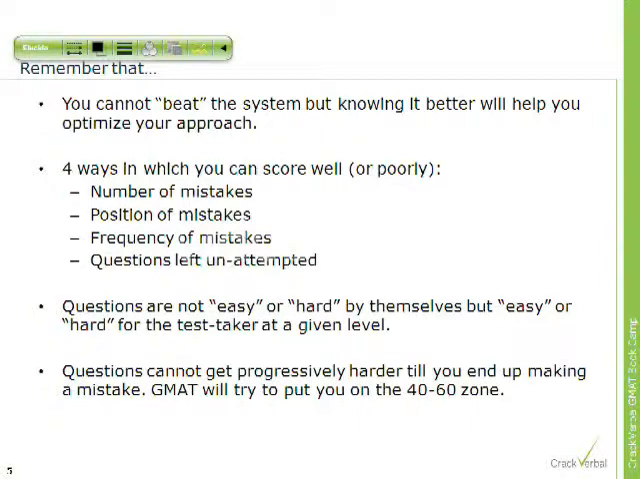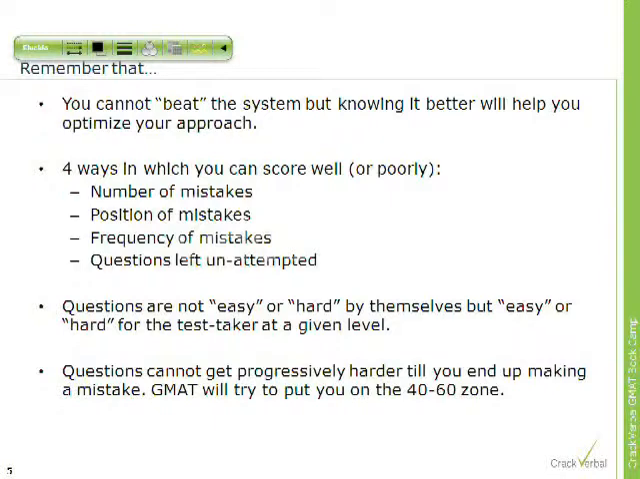So instead of saying easy and hard questions, the correct nomenclature is to say at what level the test setter would probably expect to put this question. And remember that questions don't get progressively harder until you end up making a mistake. That's a notion that people have. It is essentially taking you to a zone where you would get roughly an equal number of questions right and an equal number of questions wrong.